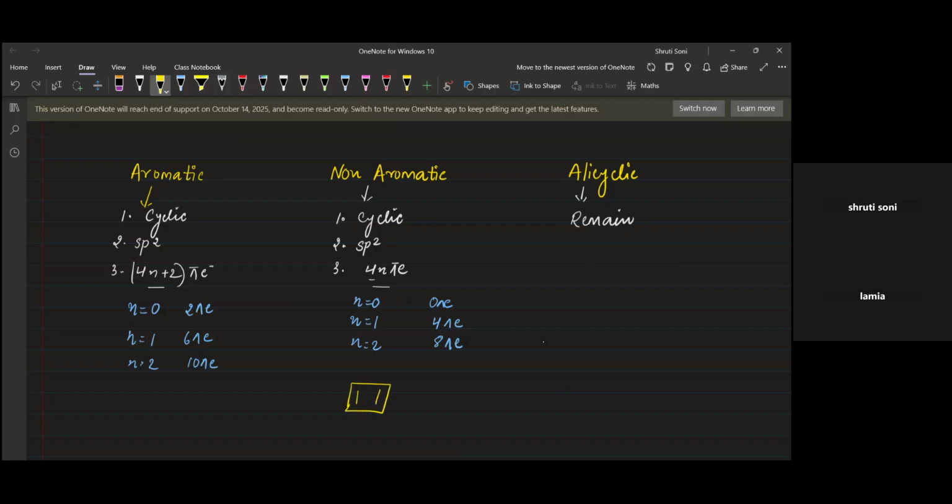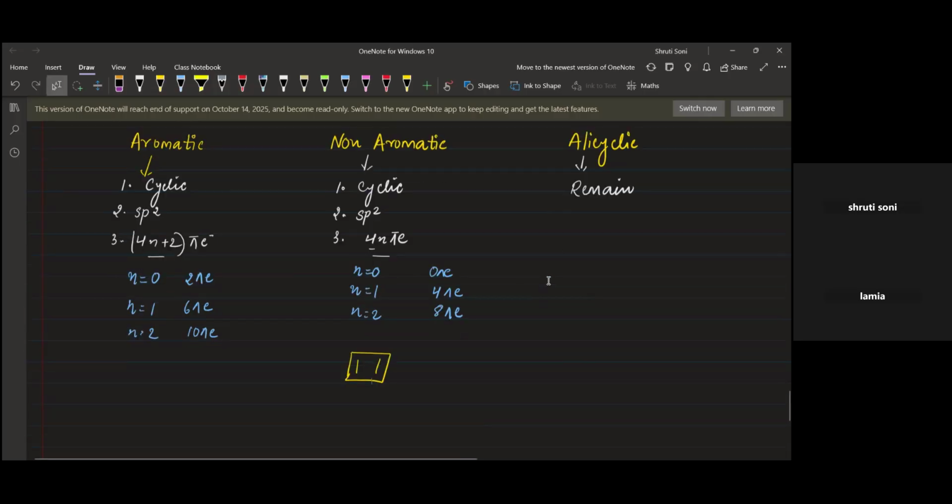So is this aromatic, non-aromatic, or alicyclic? Tell me. Non-aromatic. Yes, absolutely. How many pi electrons are here? 4. Okay, good.